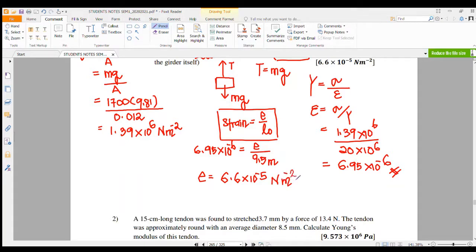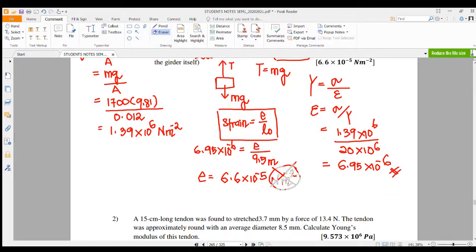meter squared. Is this the correct unit? Actually, it's wrong based on the answer given. The unit is actually meter, because it's elongation, meaning that we want to find the length. So this is the wrong unit.